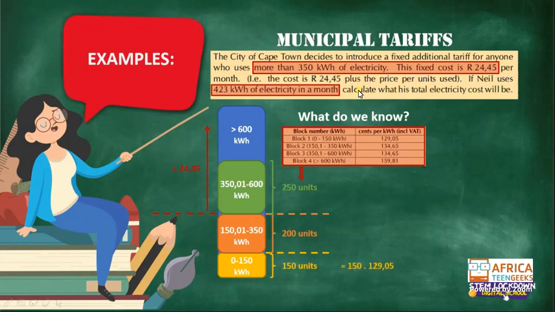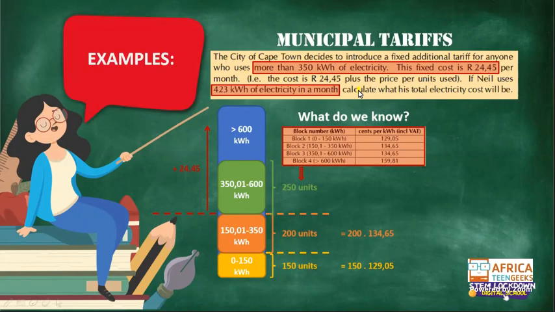paying for the first 150. He will also be paying for the next 200. But then the third block, he's somewhere around there. How are we going to establish how many units he used? So how many units are going to be in block 3? Who can quickly work that out for me? How many units in block 3 does Neil have to pay for? Remember, he used 423.